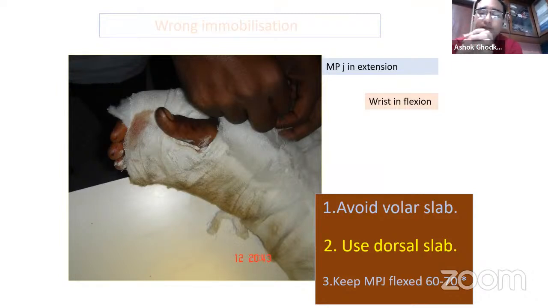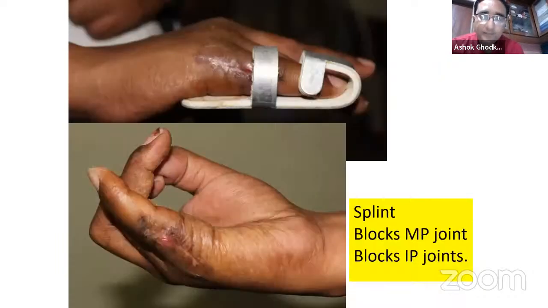So nowadays it is said that instead of a volar slab, we always go with a dorsal slab, and that usually maintains that James position. Or if we are going for a volar slab, it should not cross the distal palmar crease. So that is what is needed.